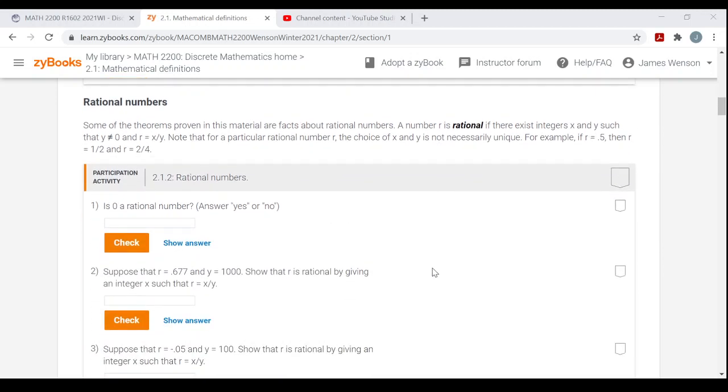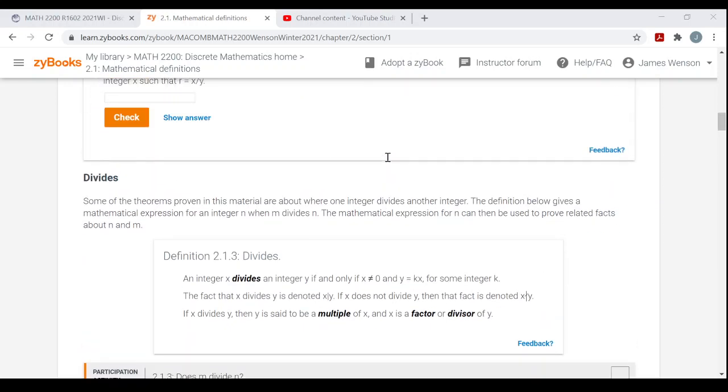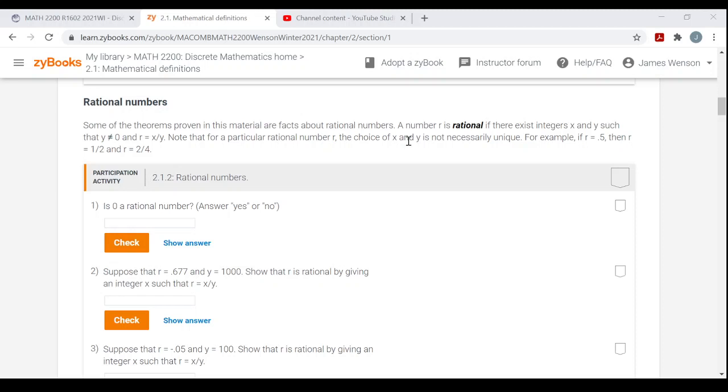Alright, next part of this section, we get into a formal definition of what it means for a number to be rational. And you've probably heard this before in some algebra class, but here we go again. So some of the theorems proven in this material are facts about rational numbers. And here's the definition. They don't have it in a box or anything. I think they should. But it's bolded, so pay attention to it.